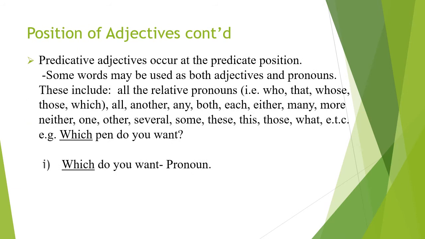Some words may be used as both adjectives and pronouns, especially the relative pronouns such as who, what, whose, and which. So many other words such as all, another, any, both, and so on. For example, we have: which pen do you want? Which describes the pen, so it becomes an adjective. And: which do you want? Which does not describe a noun, so which becomes a pronoun.